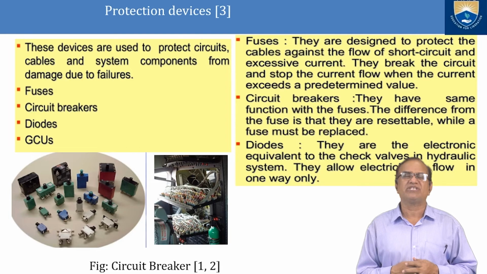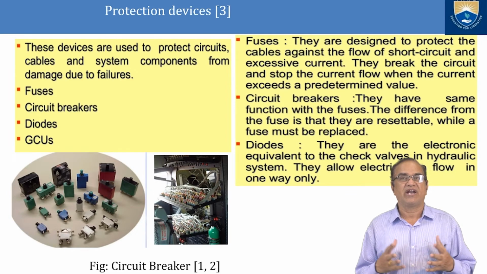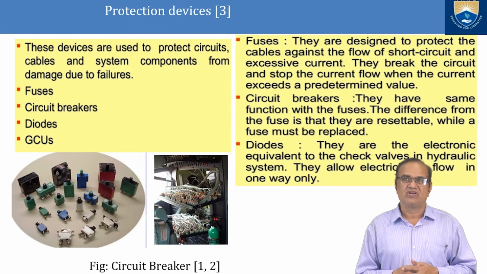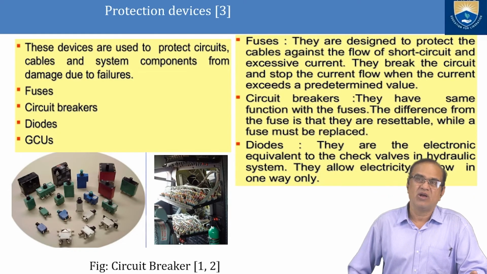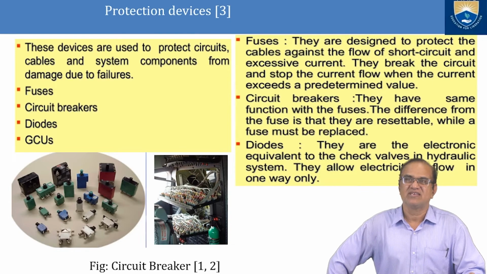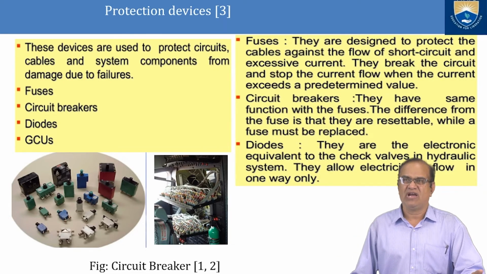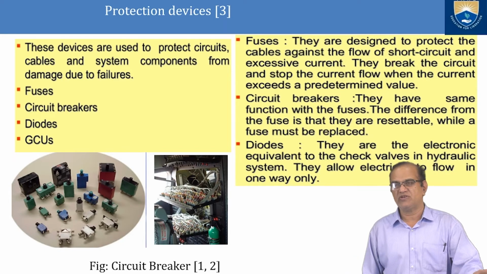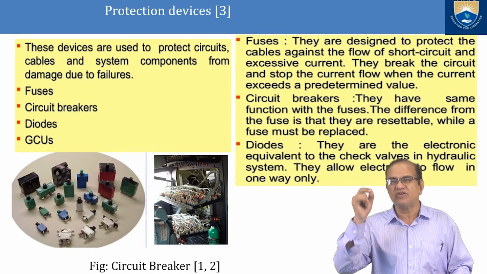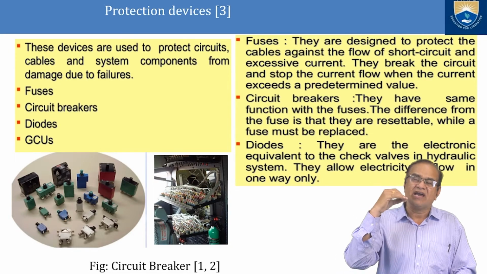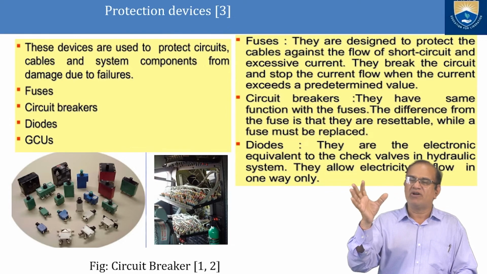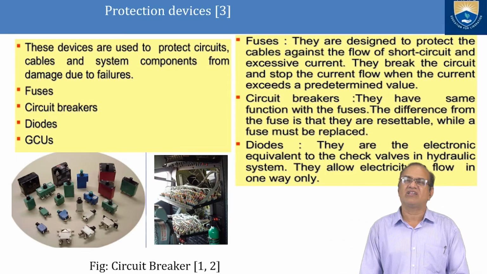Few important protection devices are fuses, circuit breakers, diodes, and GCUs. So these are the few protection devices. So what are fuses? Fuses are designed to protect the cables against the flow of short circuit and excessive current. They break the current and stop the current flow when the current exceeds a predetermined value. So if your circuit is 5 ampere, we will put a 5 ampere fuse. If the current goes more than 5 ampere, it will burn and your system will be safe. So these are called the fuses.